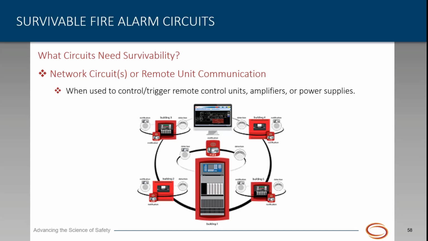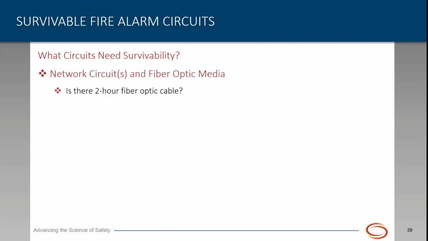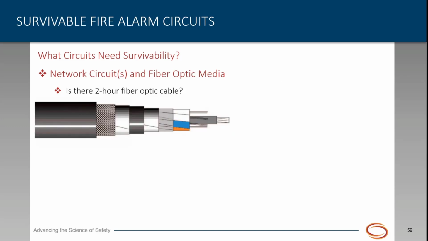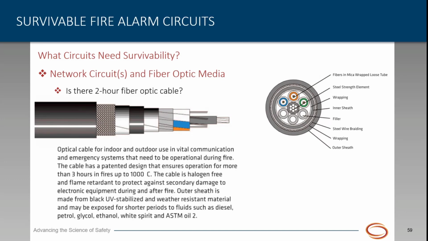Now, what happens if you desire or need to use optical fiber to connect network panels and you need survivability? Now, this is often done. We like the advantages of optical fiber. Well, is there a 2-hour fire-rated fiber optic cable? And the answer is no, there's not. But there is a 3-hour fire-rated optic cable because that just makes sense in the world we're living in, doesn't it? This is a 3-hour fire-rated cable.